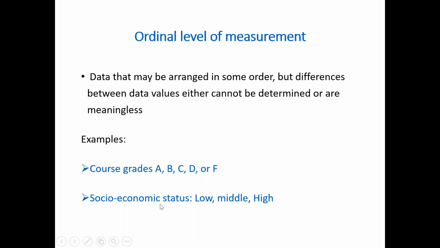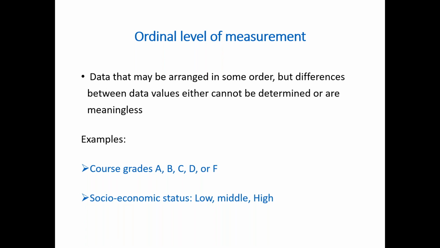Similarly, when we talk about socio-economic status, which is divided in terms of some groups like low, middle, and high, I'm having some order in terms of the socio-economic status, starting from the lower to the higher socio-economic status. This is also an ordinal level of measurement of the data.